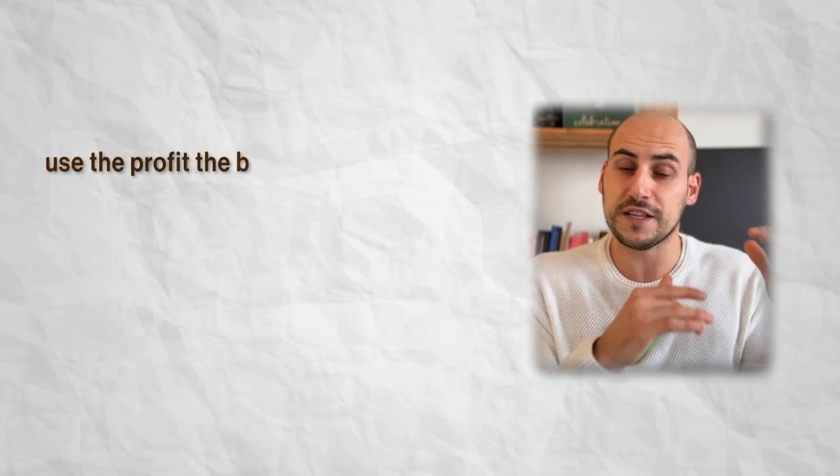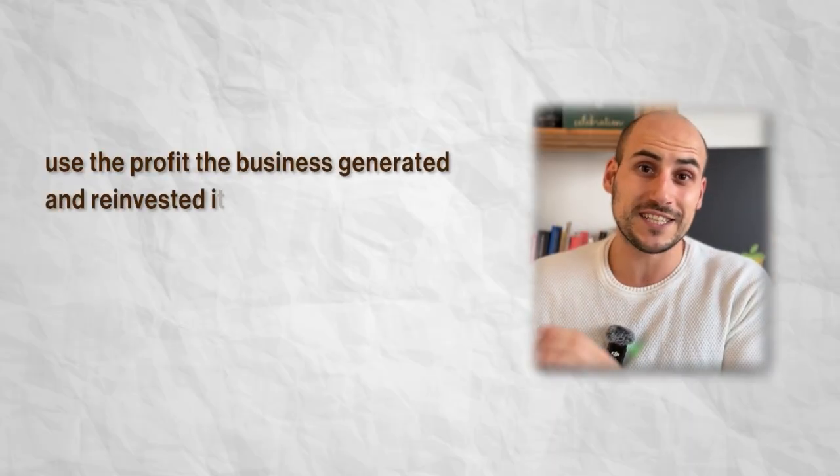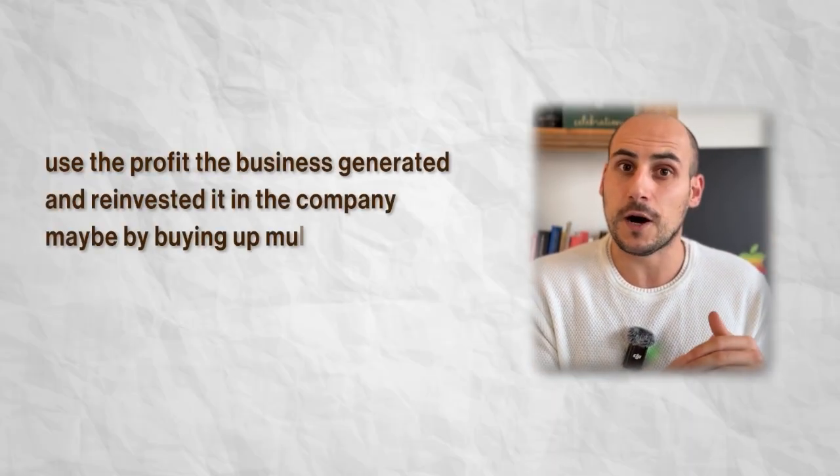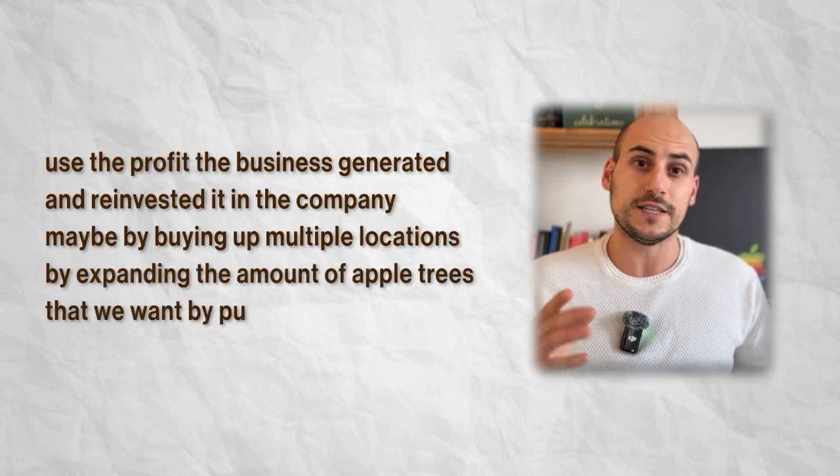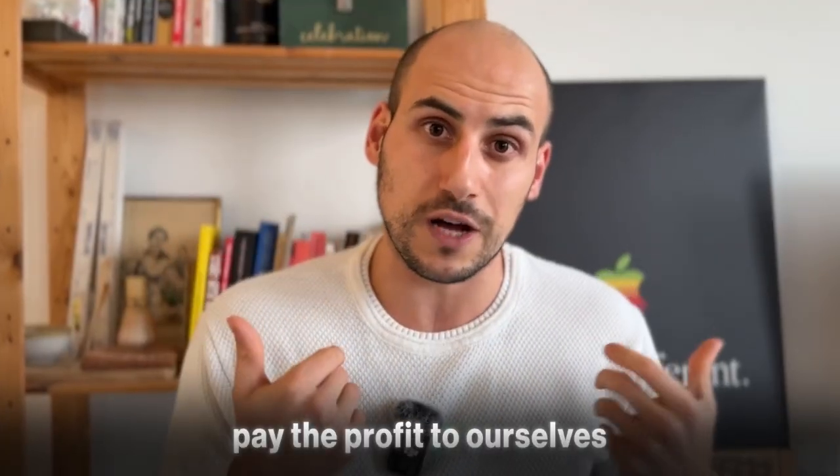And with that profit, we could do multiple things. The first thing we could do is just keep it inside of the business and do nothing with it. The second thing we could do is reinvest the profit the business generated in the company, maybe by buying multiple locations, by expanding the number of apple trees, by purchasing land. And the third thing we could do is pay the profit out to ourselves, 100% to the shareholders. In this case, because you are alone in this business and own 100%, you are entitled to everything.